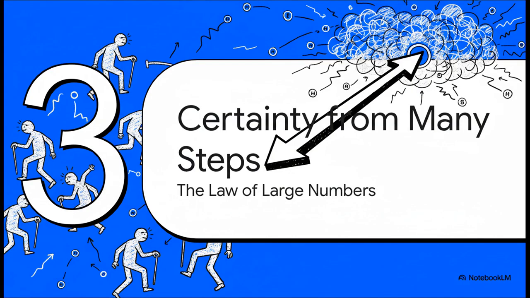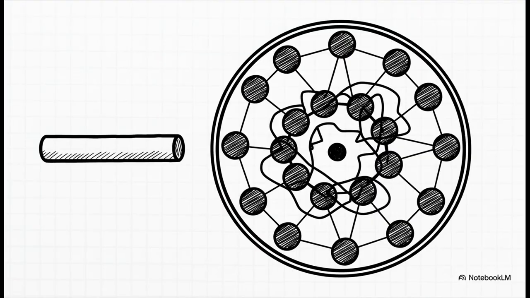Okay, so we've got a handle on the chaos of a single step. Now for the magic trick. Let's see what happens when we scale this up. I mean, way, way up. All right, let's leave our drunkard at the bar for a minute and jump into a real-world example from physics.